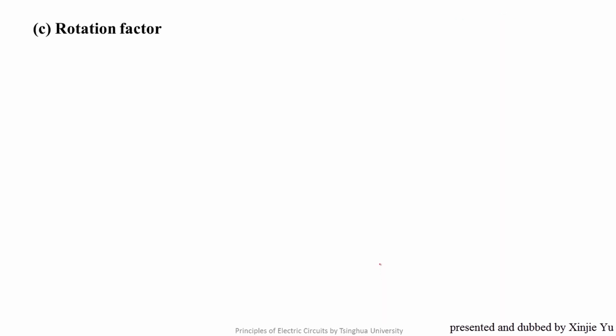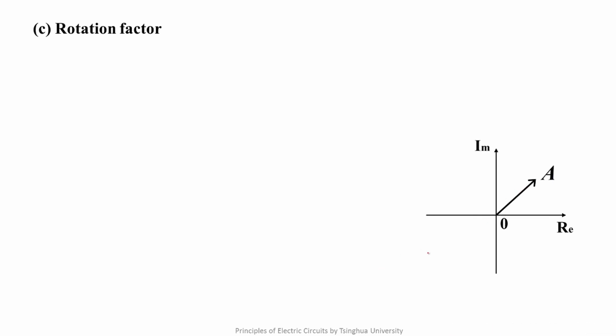Now we will introduce a very important concept called rotation factor. Suppose A is a complex number, and we discuss A times e to the power j psi. We represent A in the system of polar coordinates, that is, A equals its modulus times its phase angle. Suppose the phase angle of A is theta, it times e to the power of j psi. We can get the answer is the modulus of A times e to the power of j (theta plus psi).